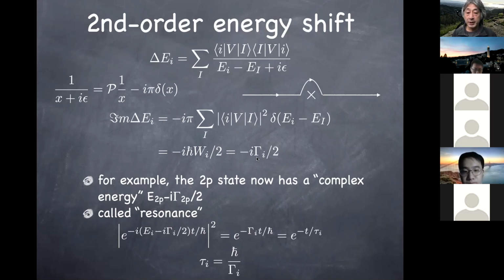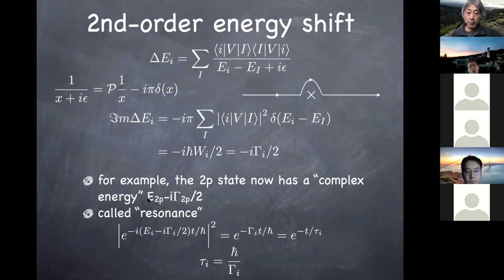And so what you see then is that the 2p state now has a complex energy. The initial energy of the 2p state you compute in the hydrogen atom in quantum mechanics classes over here. And then comes the energy shift, which is this imaginary part we just computed, which is related to the decay rate of the 2p state up to a factor of h bar. So the idea is that this is the phenomenon called resonance.